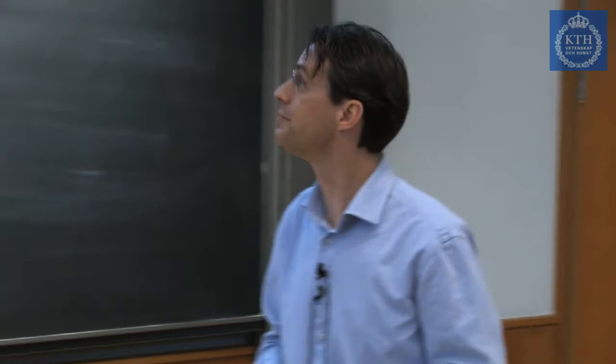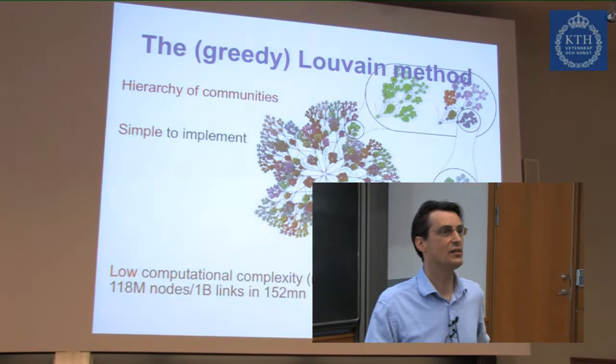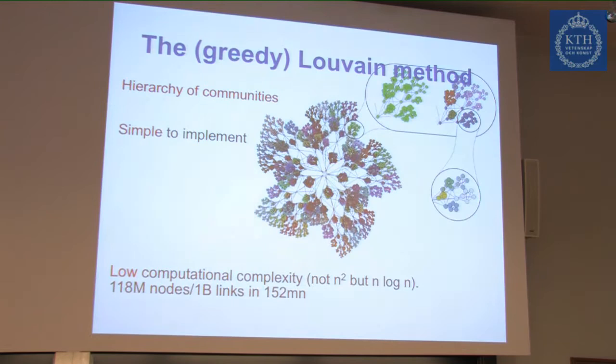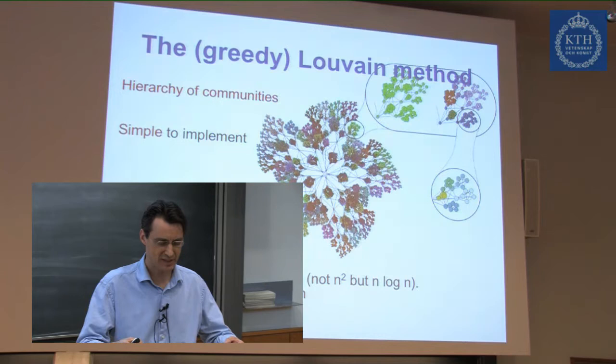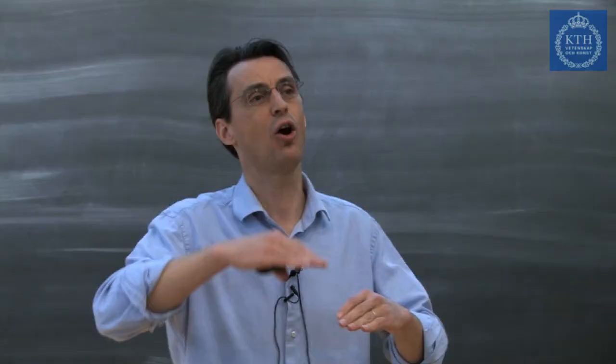Now, the method I've just proposed is extremely simple to implement, and it provides a hierarchy of communities, and it also has the advantage, as compared to other methods for community detection, that it has very low computational complexity. It hasn't been established formally, but it's certainly not n squared. We expect it to be more like n log n or even perhaps linear. Okay, so a given step takes a linear time computation, but then it's not quite clear how many of these iterations we need to do.